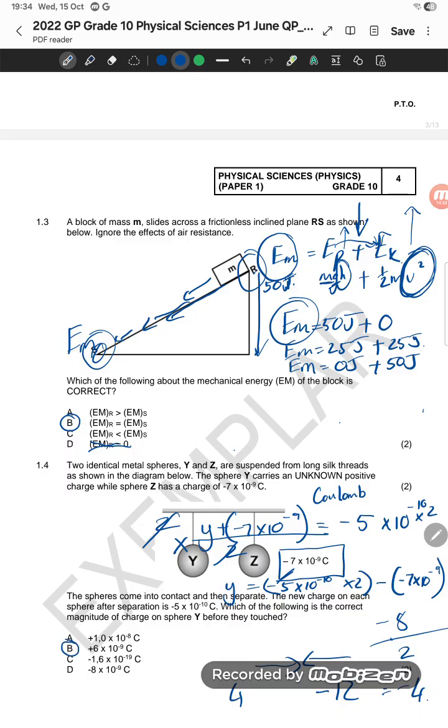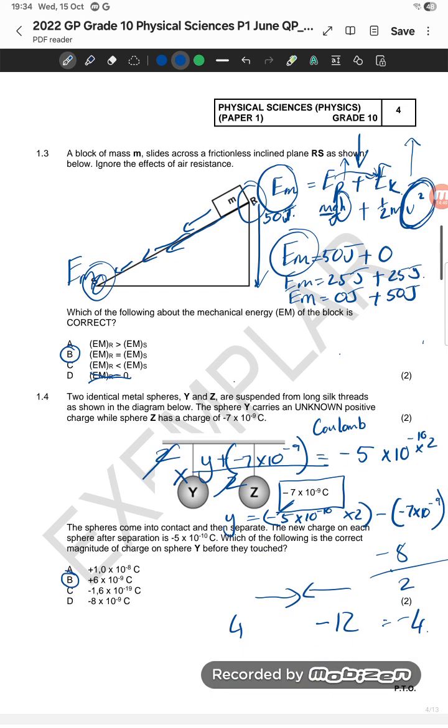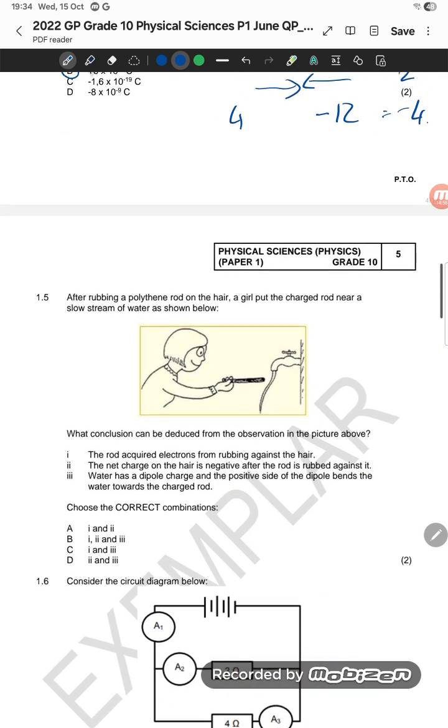Some of these, you've got to really think about them. 2 marks is a lot of marks. At the end of the day, 2 marks is a lot of marks. So you add them, divide by 2. If they give you one of the variables, find one of the other variables. Cool.